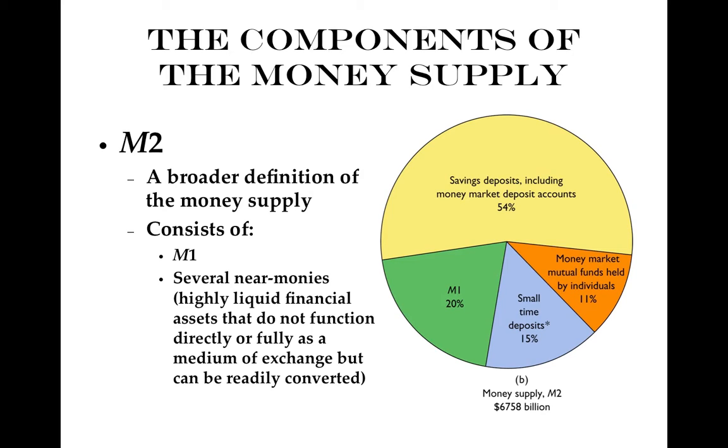If we think a little bit broader, then we're talking about M2, and that includes everything in M1, which you can see as the green pie wedge on the screen, but then a few other things that might or might not be money depending on how you're counting. So M2 is all of M1, and some near monies that include mostly money that customers have in their savings accounts, monies that households have deposited in money market deposit accounts, and money market mutual funds that are held by individuals.